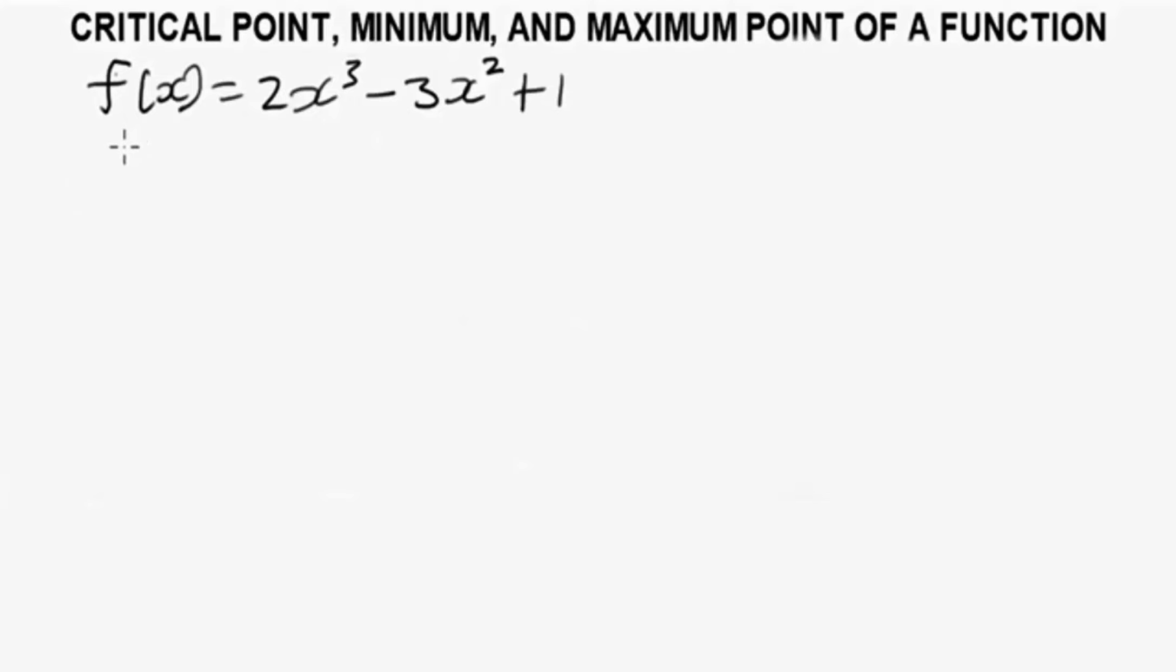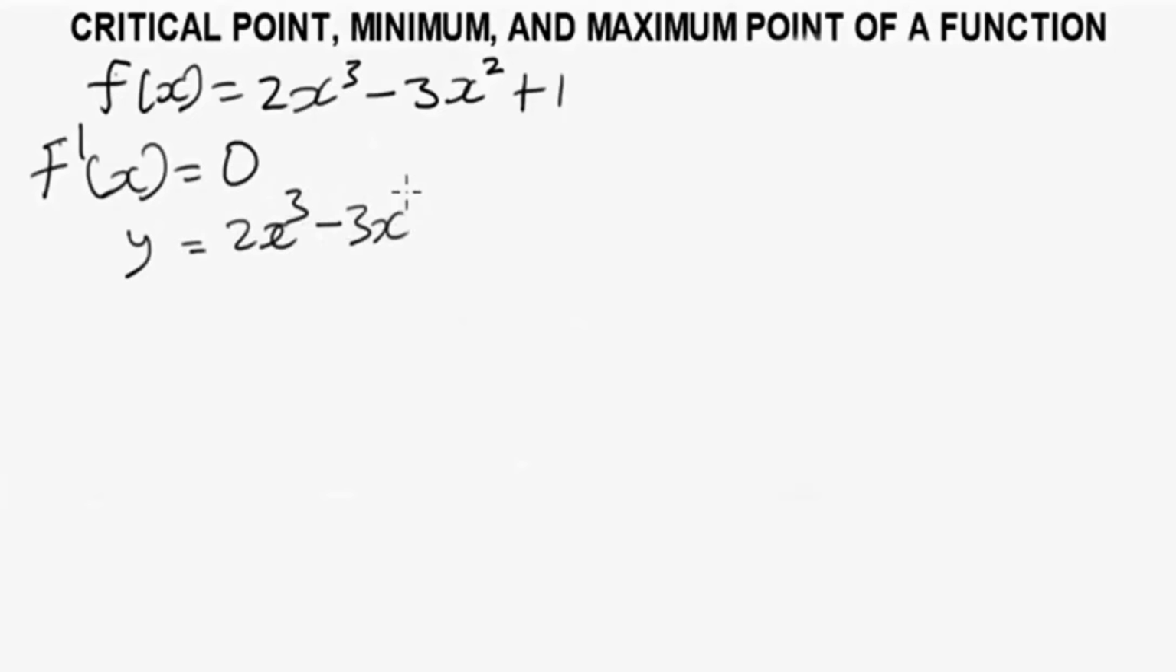Now note that at a critical point, f prime of x equals 0. In calculus, I used to replace f of x with y. So either you use f of x or you use y. So let me replace f of x with y here. That's y equals 2x cubed minus 3x squared plus 1.